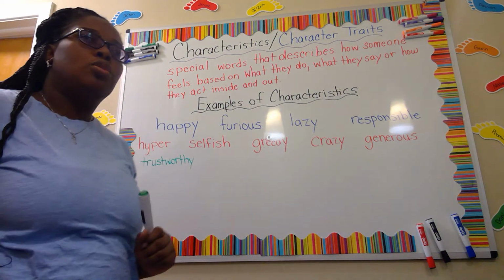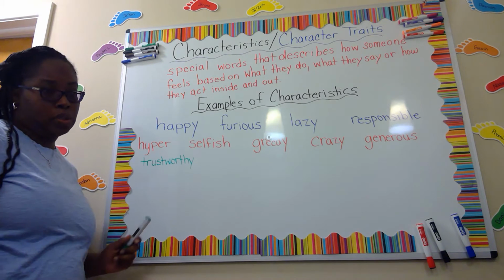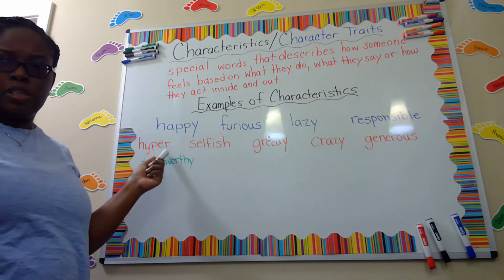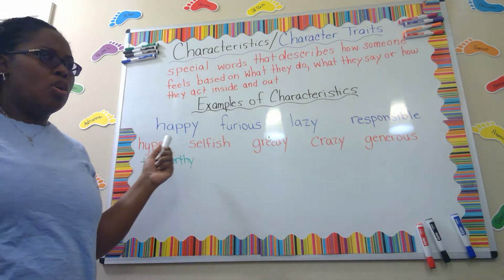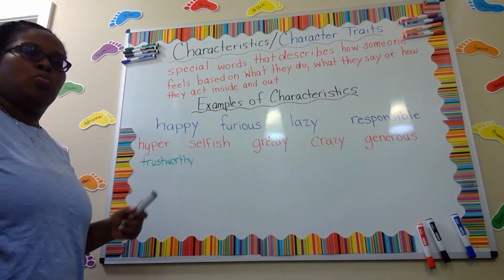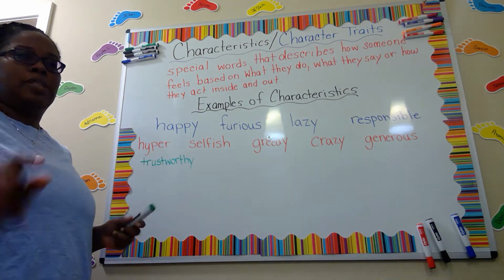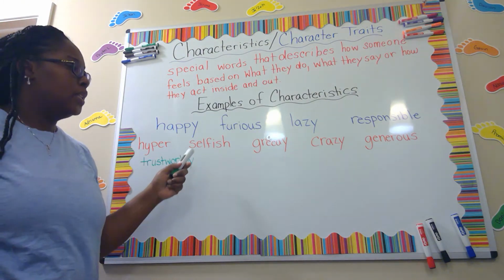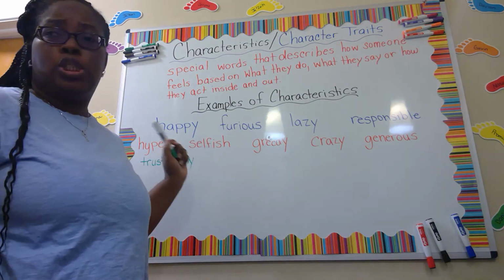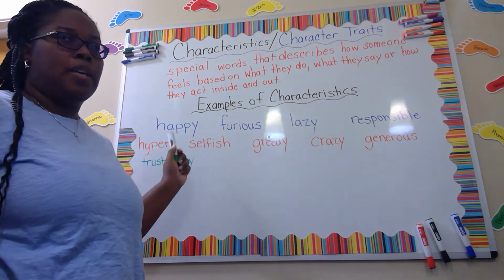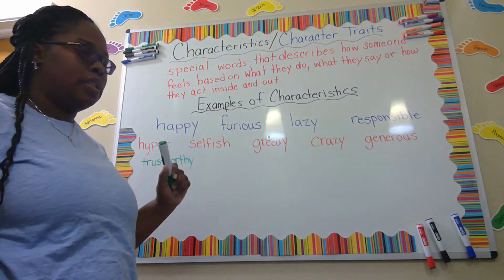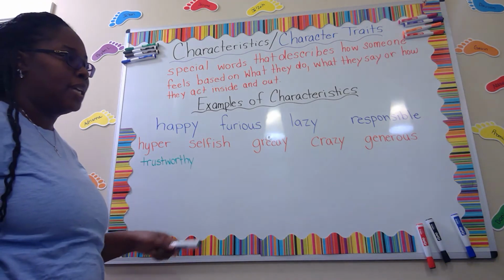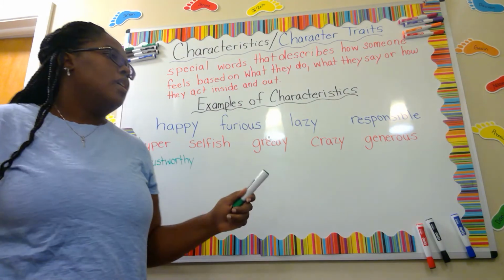Responsible, you do what you're told to do, or you do what you know is right. Hyper. Lots of energy. I know some of your parents may tell you you're hyper because you have lots of energy. Or some of you may have hyper pets. They like to run around, chase each other, jump on furniture, jump on tables, high, in and out of the rooms. They have a lot of energy, okay? Selfish, meaning you don't like to share or give someone else something. You want it all to yourself. Greedy. Maybe that character likes to eat everything in sight or likes to eat a lot of food, okay?